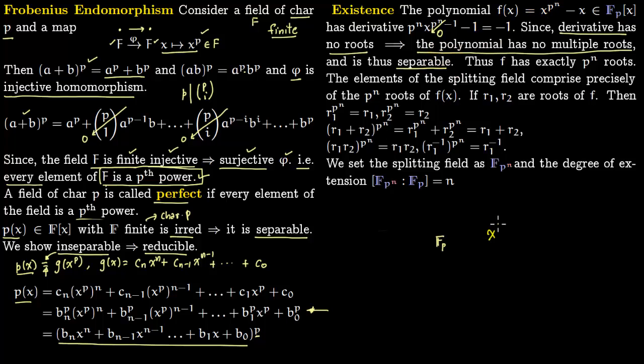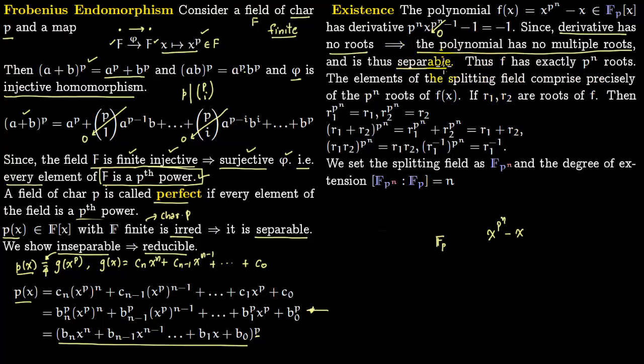But notice that this is not irreducible. You can take x common. So separability does not imply irreducibility. But you see that this polynomial, although reducible, is separable.